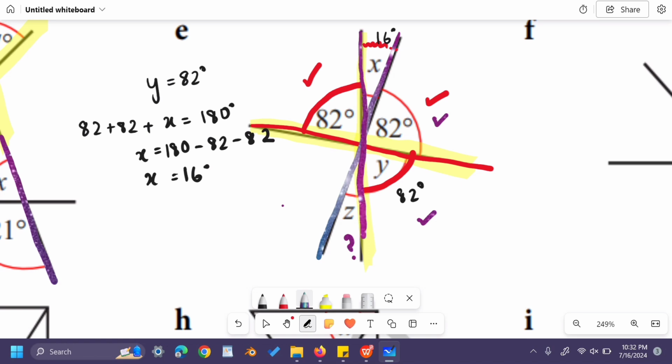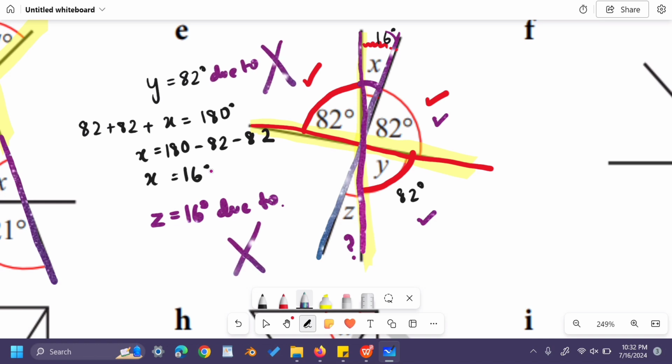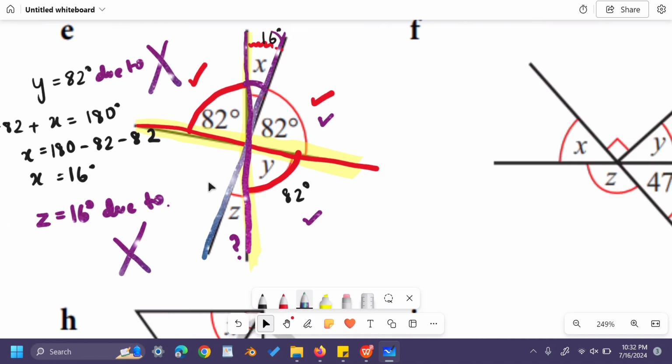क्रॉस है. अगर ये क्रॉस है and we know this is 16, this is 16, then obviously z is also going to 16. Z is also 16 due to vertically opposite angles, और ये भी vertically opposite की वजह से था. So this is how you are going to solve this. This looks complex, but it is not.